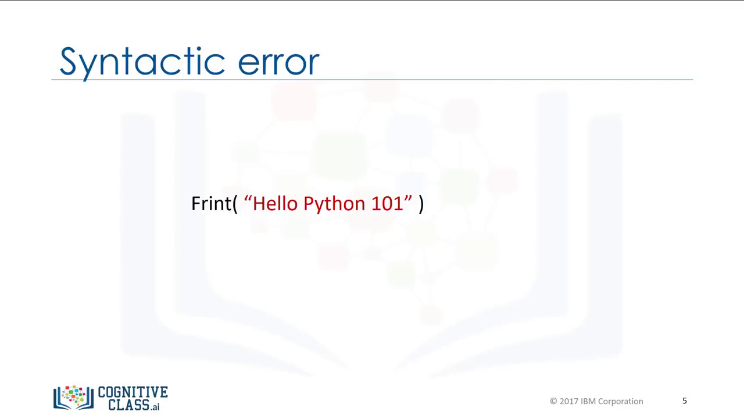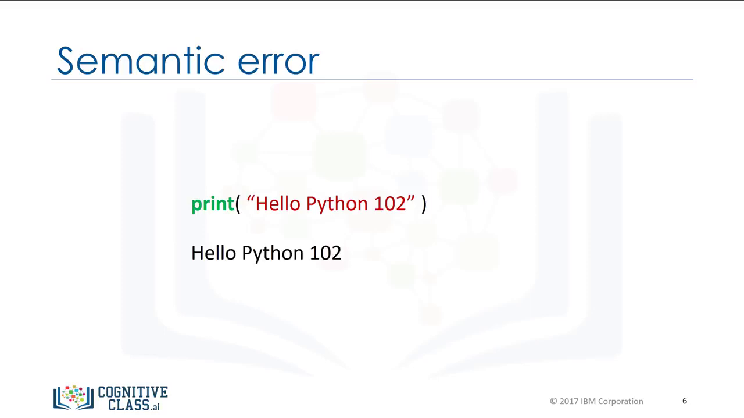A syntactic error is when Python does not understand your code. For example, if you spell print "frint", you will get an error message. A semantic error is when your logic is wrong. For example, if you enter Python 102 instead of Python 101, you don't get an error message, but your code is wrong.